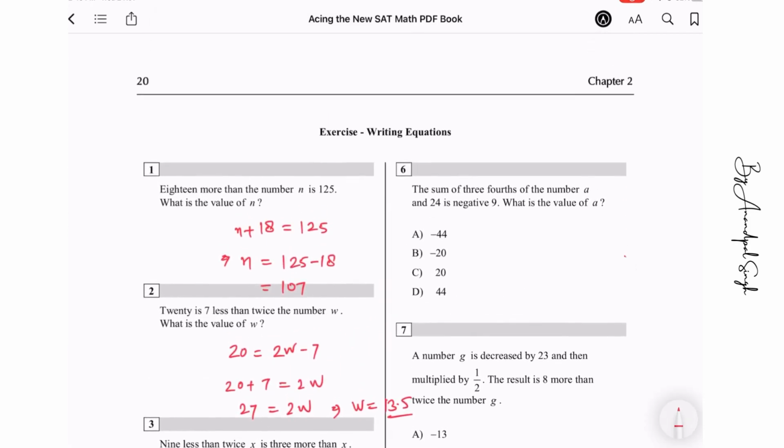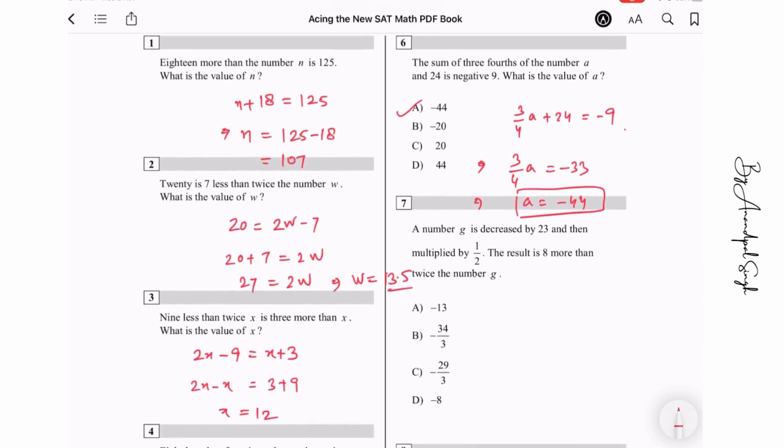Let us go to question number 6. The sum of 3 by 4 of a number a and 24 is negative 9. It means 3 by 4 a equals negative 33. It means a equals negative 44. We have just multiplied both sides by 4 by 3. So A is the correct choice.